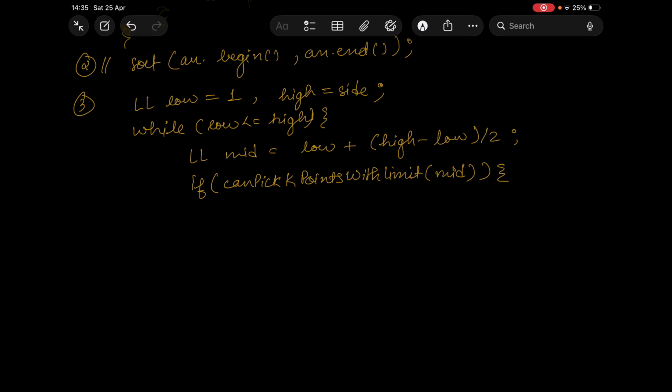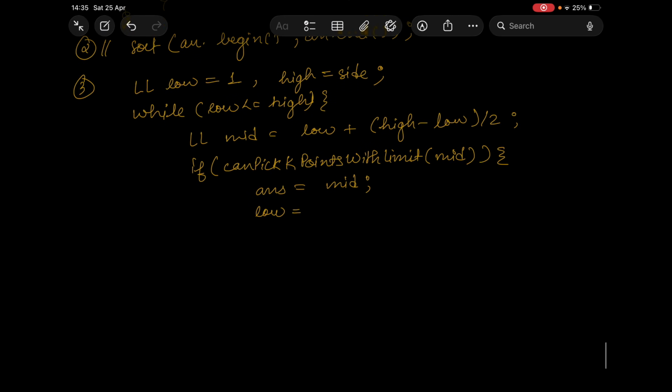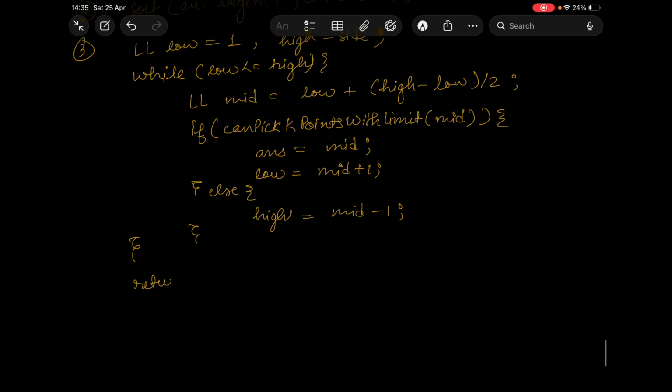If it is possible, then this can be my possible answer. So I will update my answer with mid, and my low value would be mid plus 1. If it is not possible to pick, then I need to reduce my limit and then check, right? So it would be high equal to mid minus 1. So this is my binary search that is done. And at the end, I can return the answer that I have calculated.